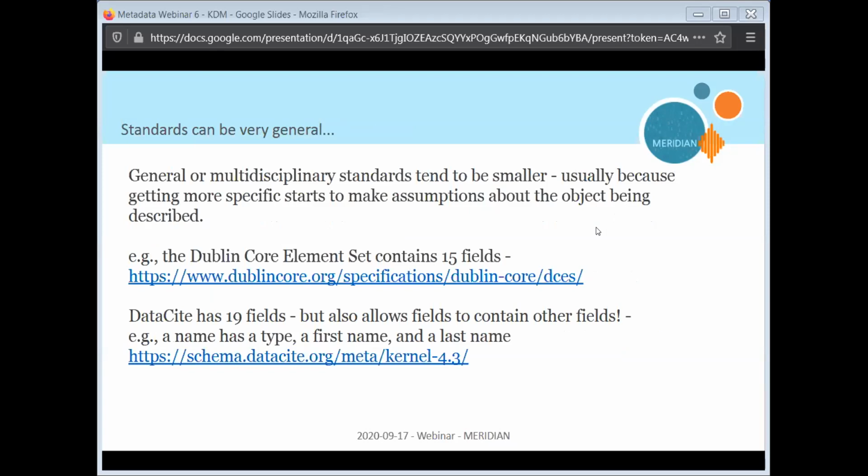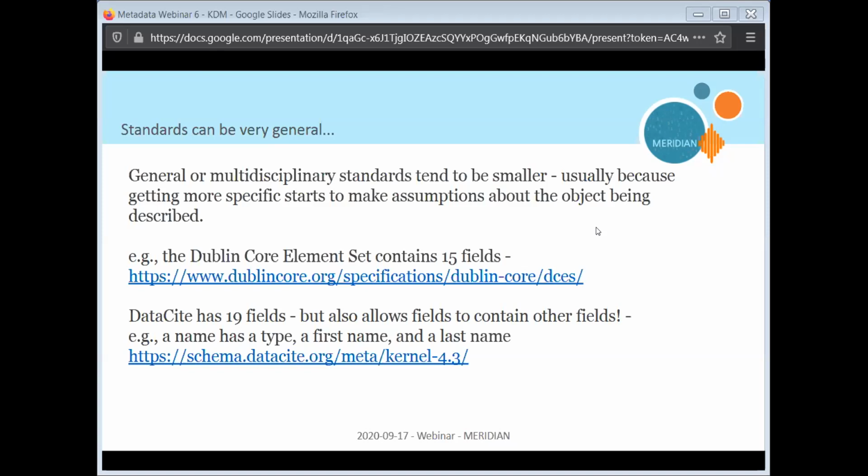Now, there's lots of different types of standards, and I know standards is a really scary word, but it doesn't have to be. There are lots of general and multidisciplinary metadata standards, and some of them are pretty small. Dublin Core is an incredibly general metadata standard used in a huge variety of places with only 15 fields. Essentially, answer 15 questions and you're done. There's DataCite, which is used with the Federated Research Data Repository in an altered form, which has 19 fields. But now we're getting into another level of complexity there. A question has sub-questions within it. Fields contain other fields. So a name, like the creator, breaks down into what type of name this is, and then a first name and a last name.